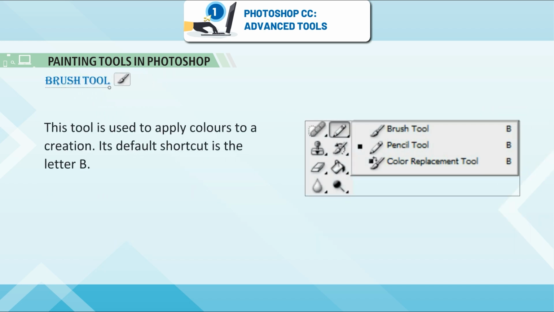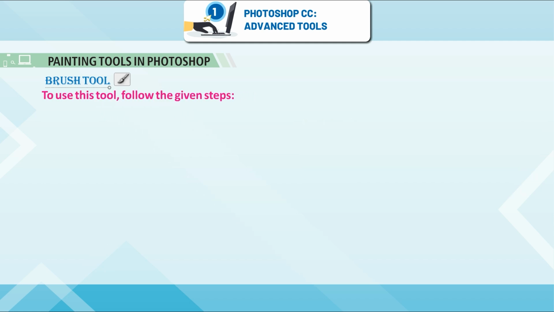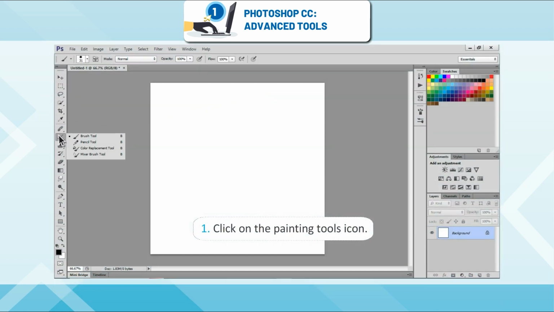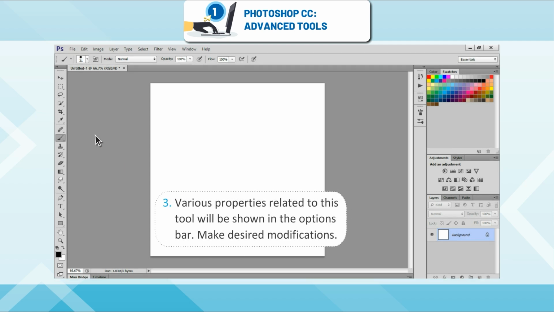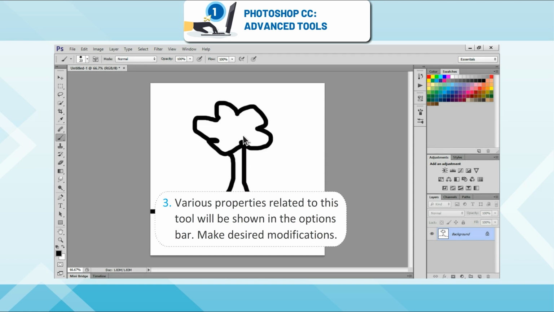Brush tool. This tool is used to apply colors to a creation. Its default shortcut is the letter B. To use this tool, follow the given steps. Click on the painting tools icon. Select brush tool. Various properties related to this tool will be shown in the options bar. Make desired modifications.